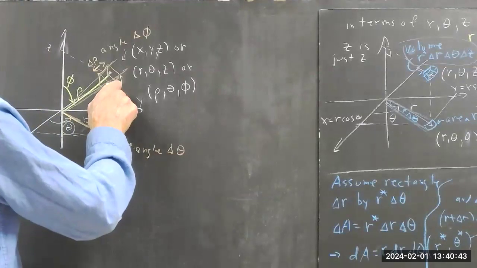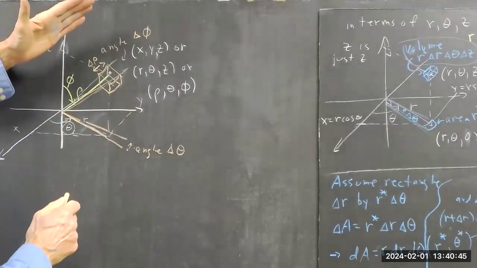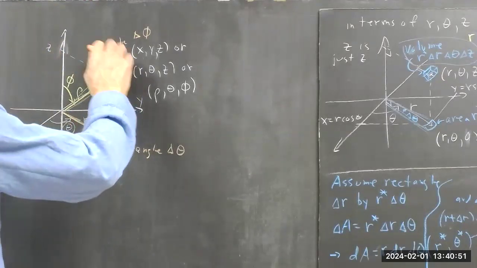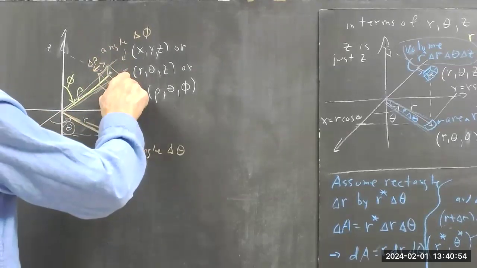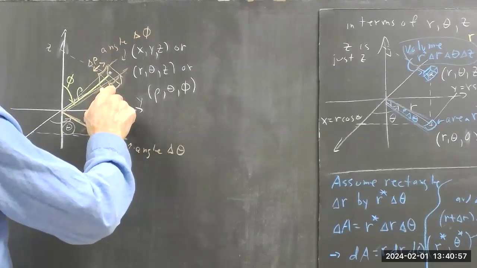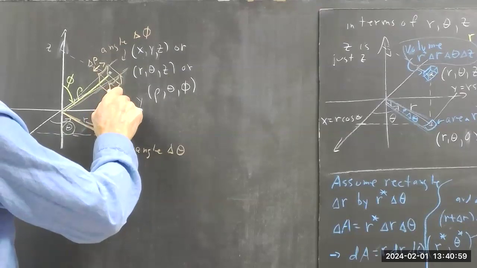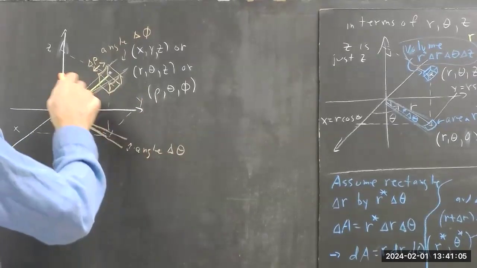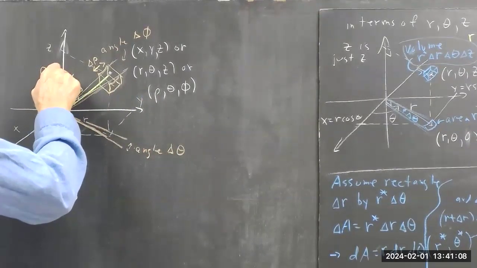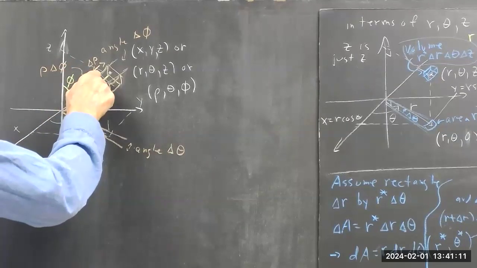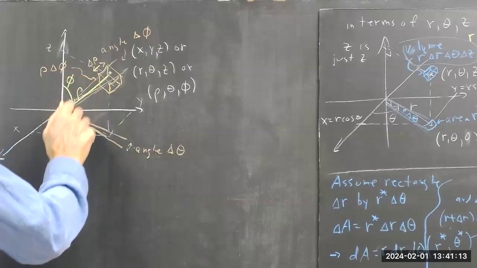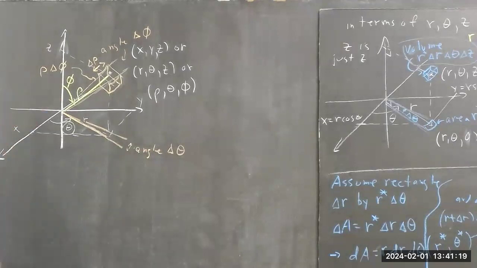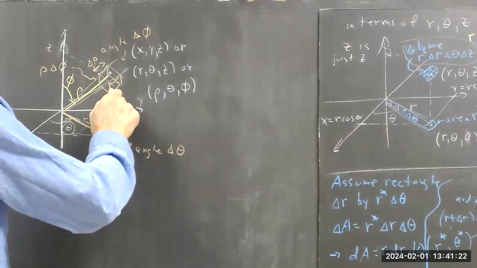Now you have this side here, which is because of the change in the angle phi. Angle phi goes from up here down to here. So this side here is rho delta phi. So that's going to be this side here, and this one, and this one, and this one. That's your second dimension. And your third dimension is the projection of this thing down here.